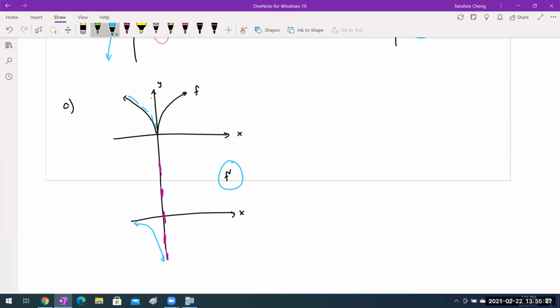And on the right-hand side, similarly right here, I will have a very large positive slope, and then it will go down to a smaller and smaller positive slope. So that means the graph looks like this. So this is the last example that we want to talk about.